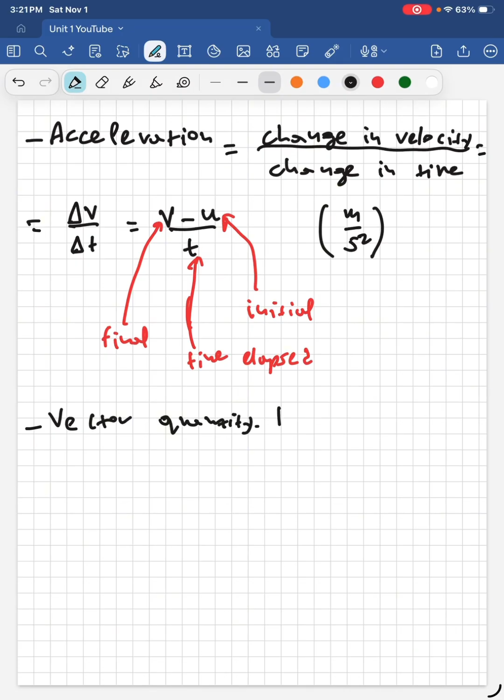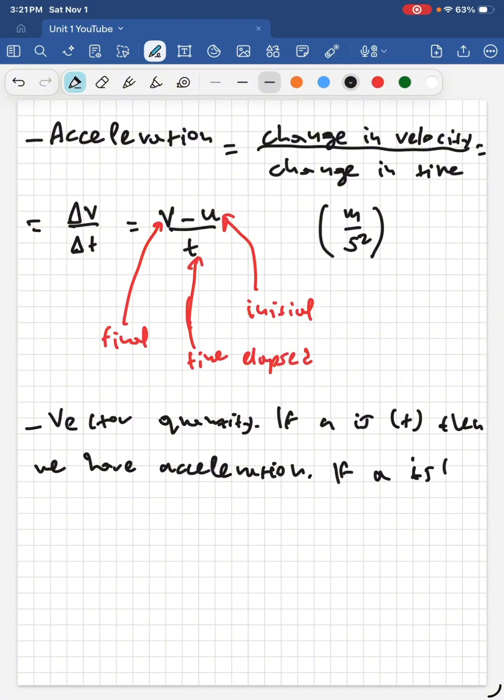okay? If a is positive, then we have acceleration. If a is negative, we have deceleration, okay?